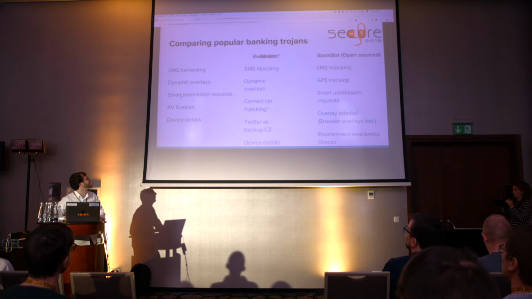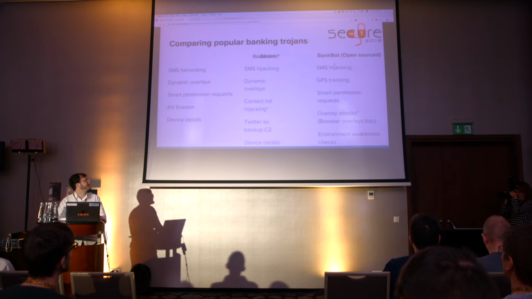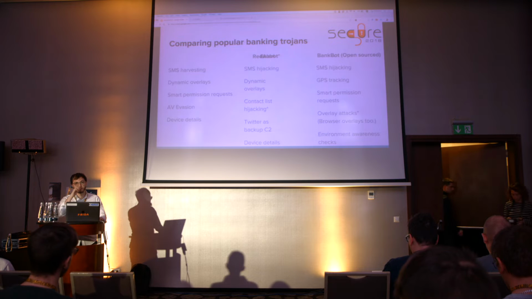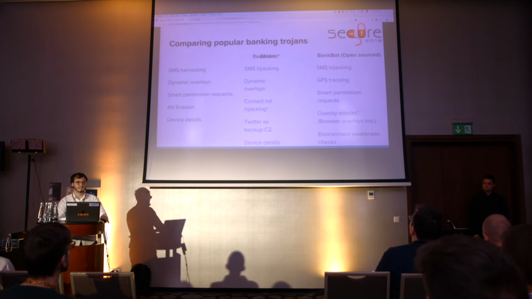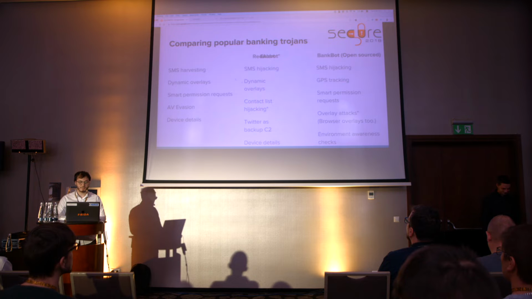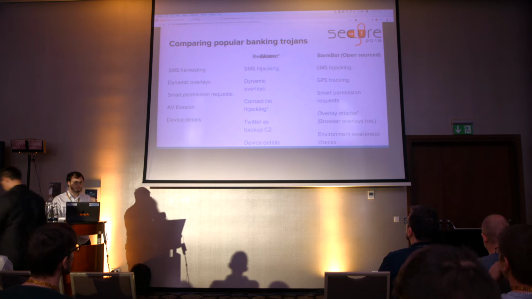There's three main families in banking malware, and the most active up to date has been BankBot because it was open source, and due to it being open source, many people have been modifying it, and it's very easy to set up for any newcomer. So the common feature is that Red Alert, Exobot, and BankBot all contain SMS hijacking capabilities. And there are also dynamic overlays. However, in BankBot, we also have prison overlay attacks, but I will explain the difference.